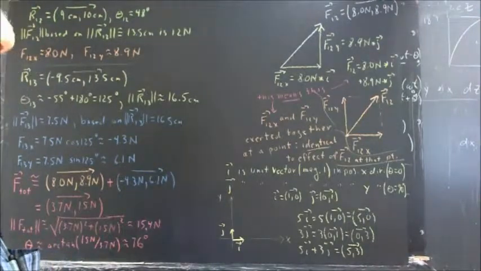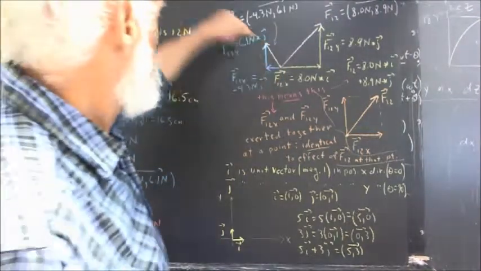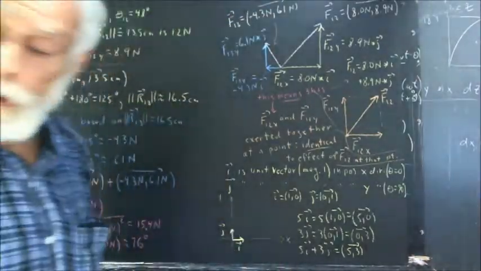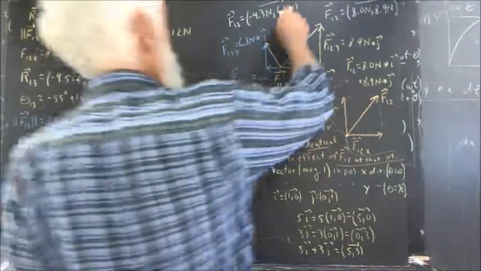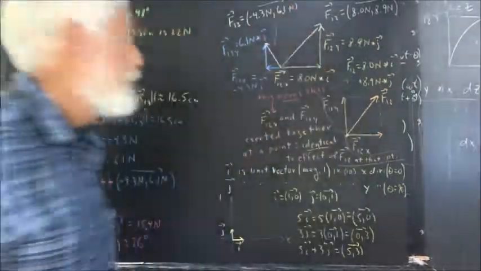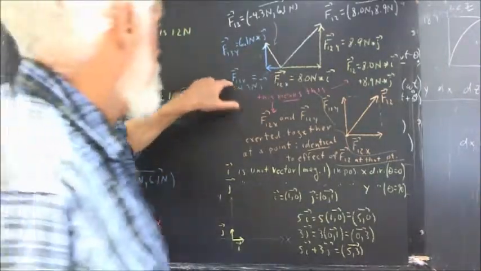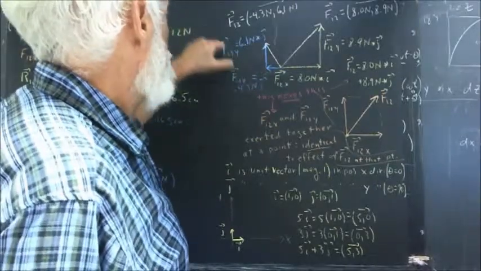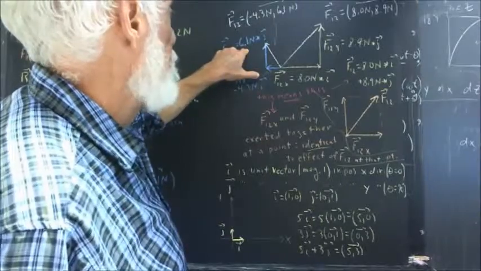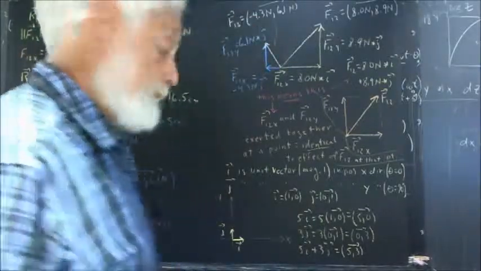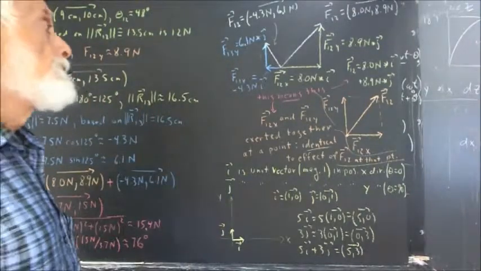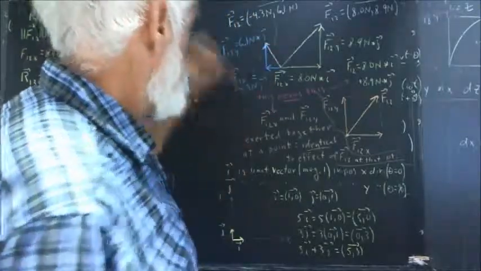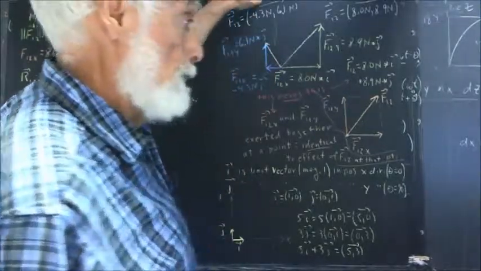Now here we have the F13 vector from before, negative 4.3 newtons in the I direction, or in the x direction, and 6.1 newtons for the y component. And I've drawn the component vectors. F13x vector, negative 4.3 newtons times I. F13y vector, 6.1 newtons times J, in blue here. So, in the same sense, this vector and this vector acting together at a point will have exactly the same effect as the F13 force.